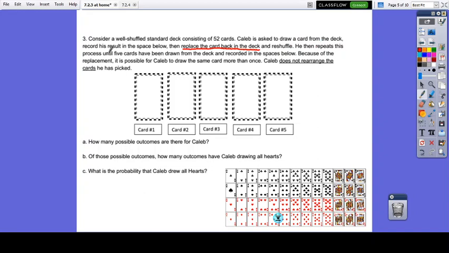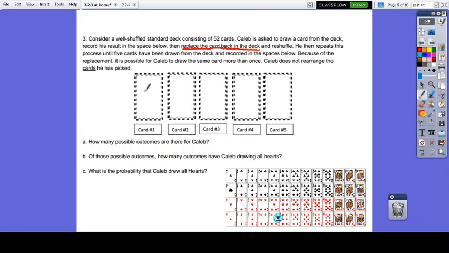He then repeats this process until 5 cards have been drawn from the deck and recorded in the spaces below. Because of the replacement, it is possible for Caleb to draw the same card more than once. Caleb does not rearrange the cards he has picked. So he has first card, second card, third card, fourth card, fifth card. We're not rearranging these. Okay. So it says how many possible outcomes are there for Caleb?